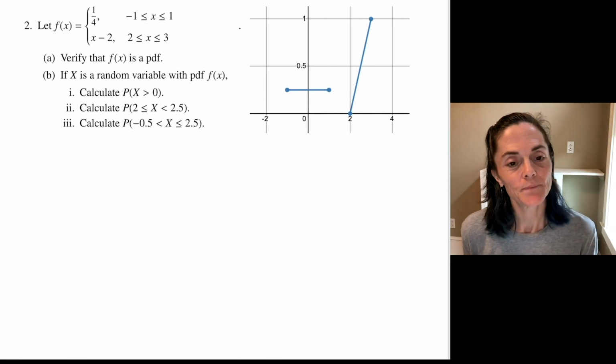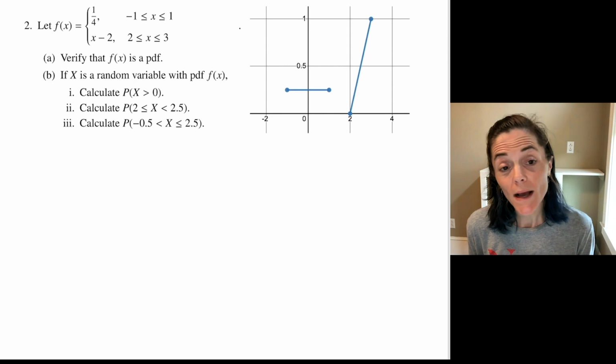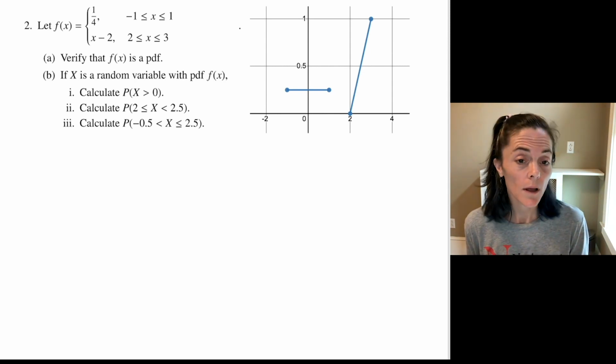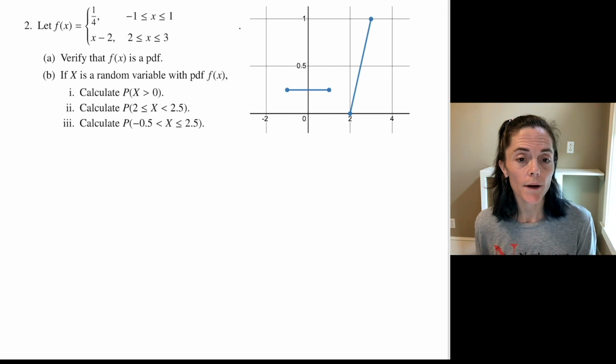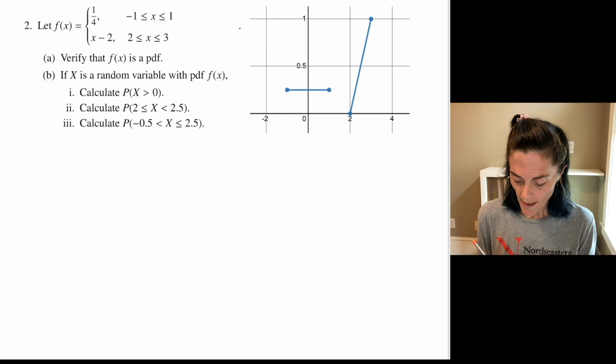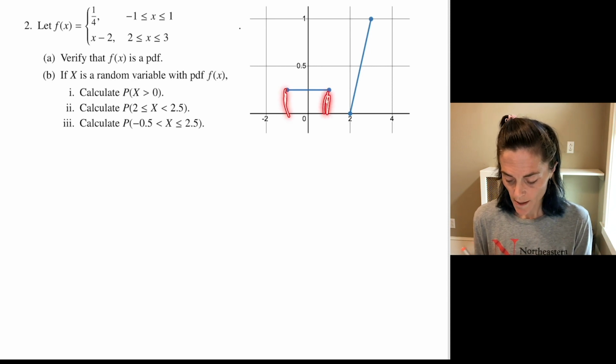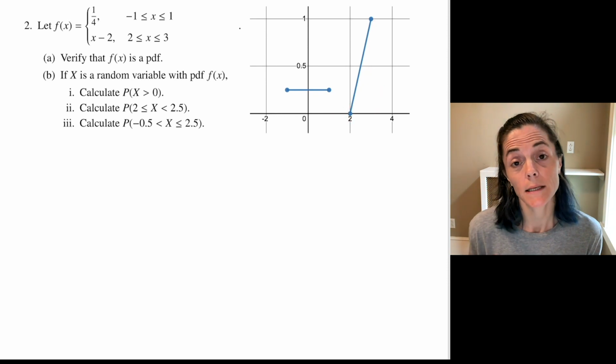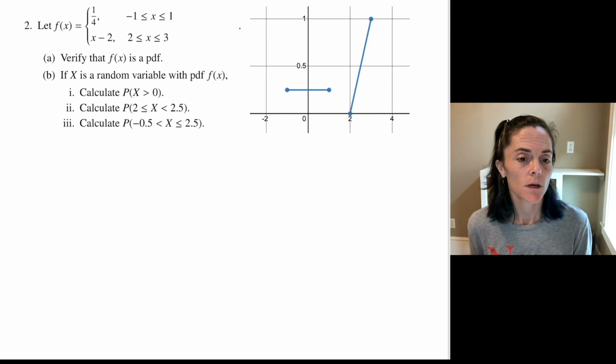Next question. Here we have a piecewise defined function. So now I have a continuous random variable. And you notice the support, actually, there are 2 different intervals here. We have the interval -1 to 1, and then the interval 2 to 3. The support is the union of these 2 intervals.